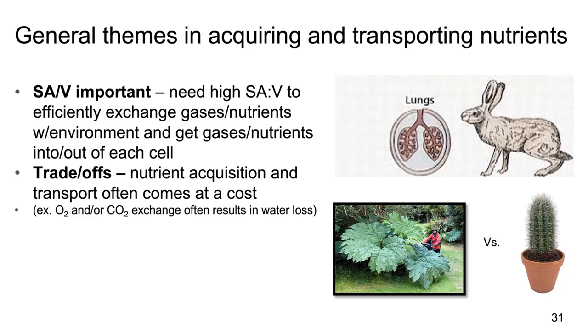Another important theme is trade-offs. We've talked about evolutionary trade-offs before, that things come with a benefit in one aspect but have costs in other aspects. With nutrient acquisition and transport, often things that organisms have evolved to acquire and transport nutrients also come at a cost. An example of this might be oxygen and CO2 exchange in plants often also results in water loss. We talked about this idea of stomata and water being lost through stomata, but stomata also having to stay open so they can pull in CO2 for photosynthesis.